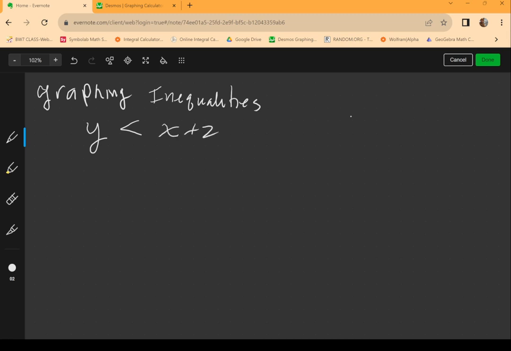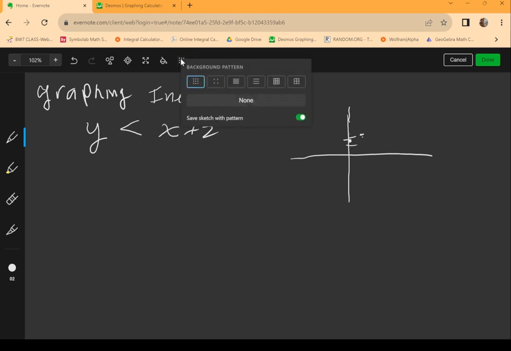So I know that this is a line, which has a slope of 1 and a y-intercept of 2. So graphing this, 1, 2, this point's on the graph, and then slope of 1, so up 1 over 1. Okay, so it looks something like this.